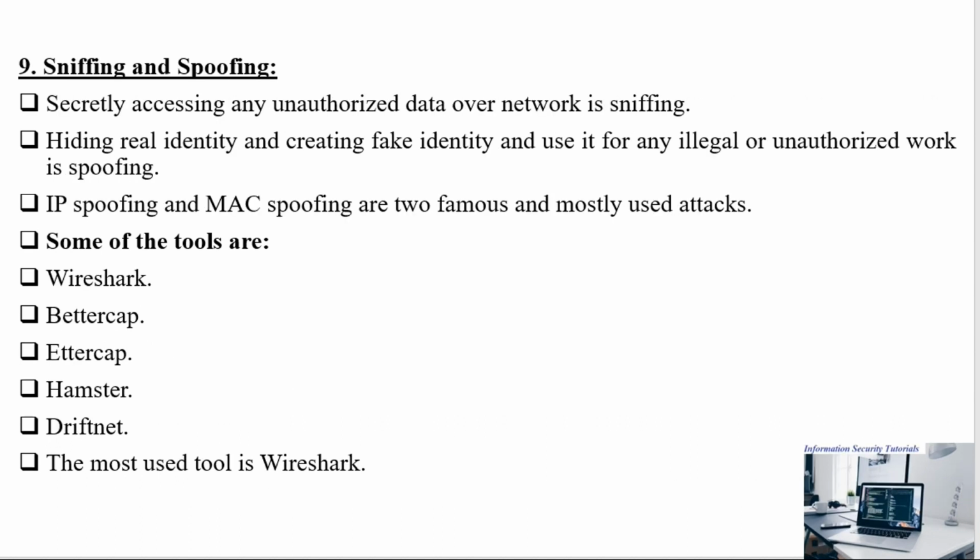Now, let's move to another category, which is the category of sniffing and spoofing tools. So, what is sniffing? Secretly accessing any unauthorized data over a network is sniffing. But hiding real identity and creating a fake identity and using it for any illegal or unauthorized work is spoofing. IP spoofing and MAC spoofing are two famous and mostly used attacks. Some tools include Wireshark, BetterCap, EtterCap, Hamster, DriftNet. The most used tool is Wireshark.